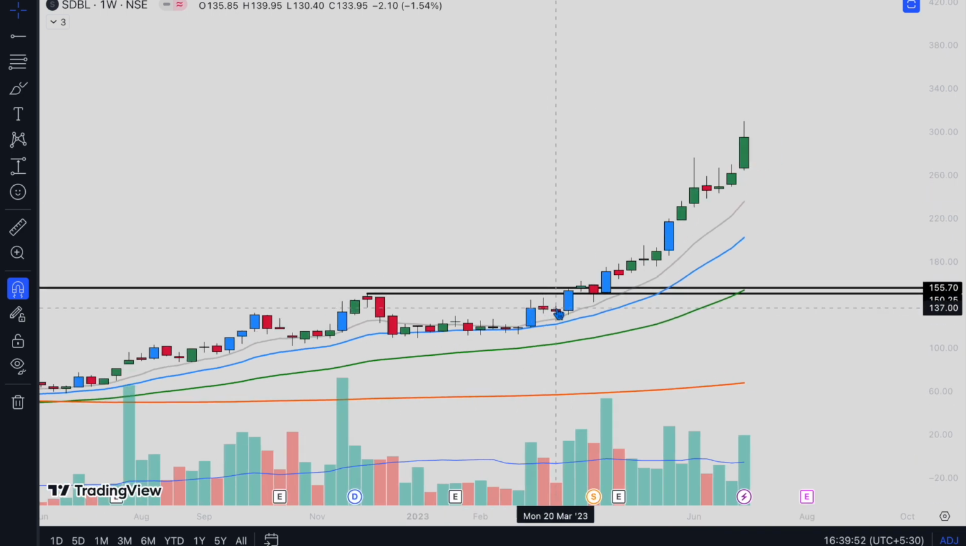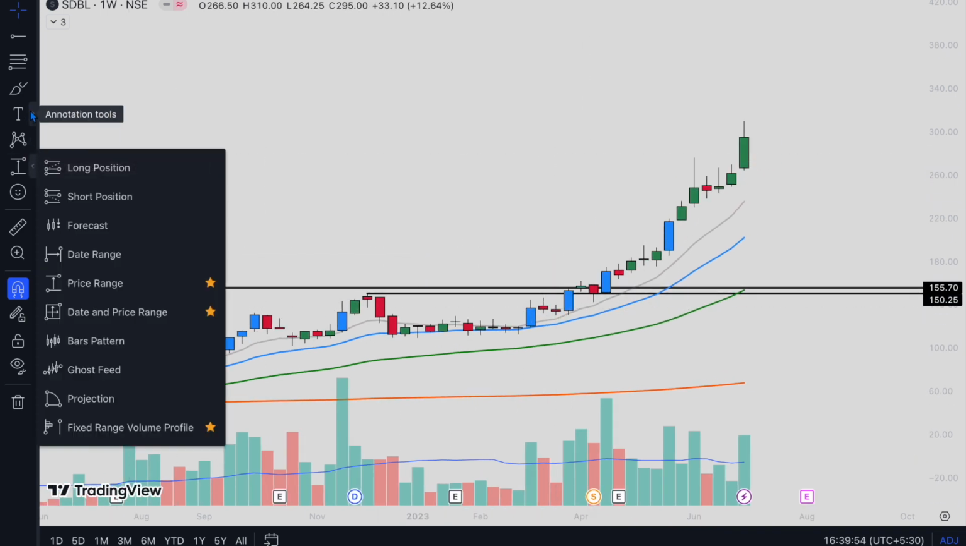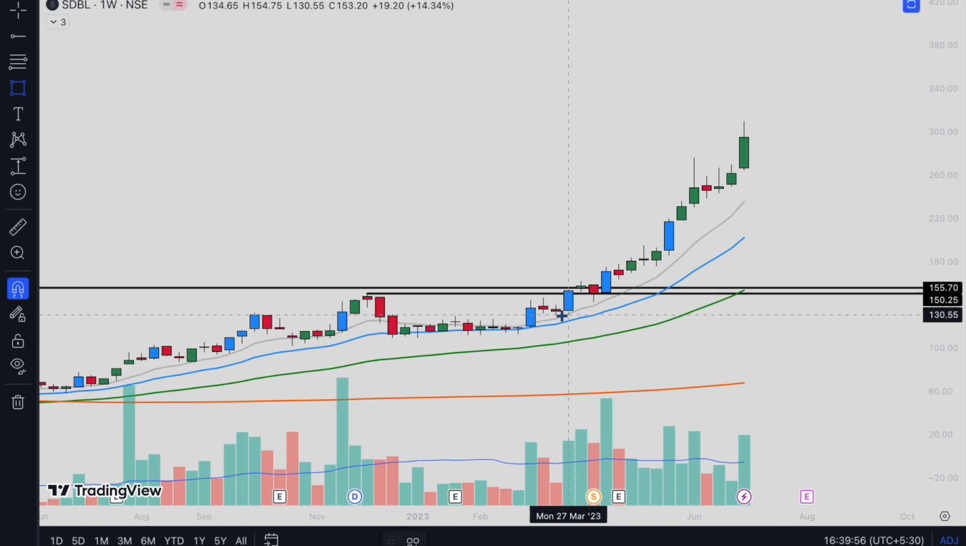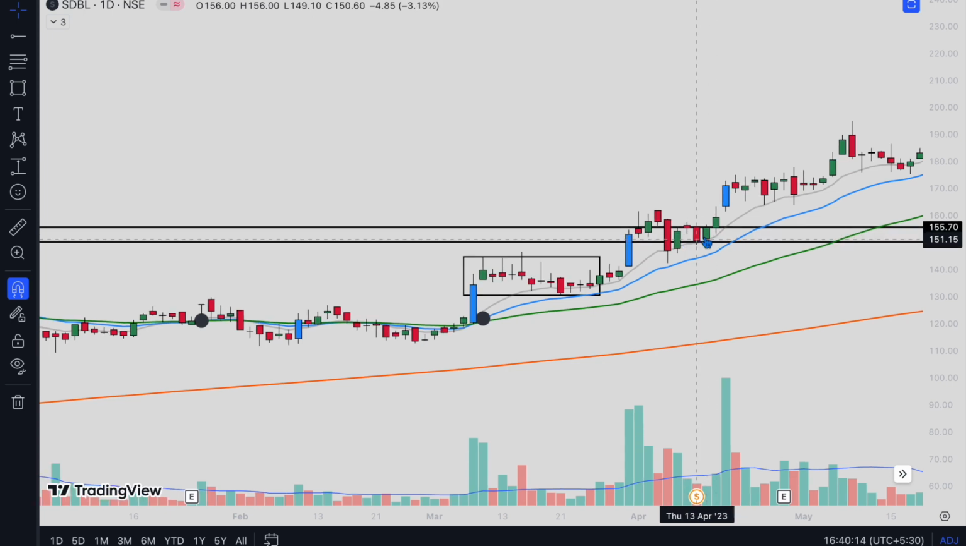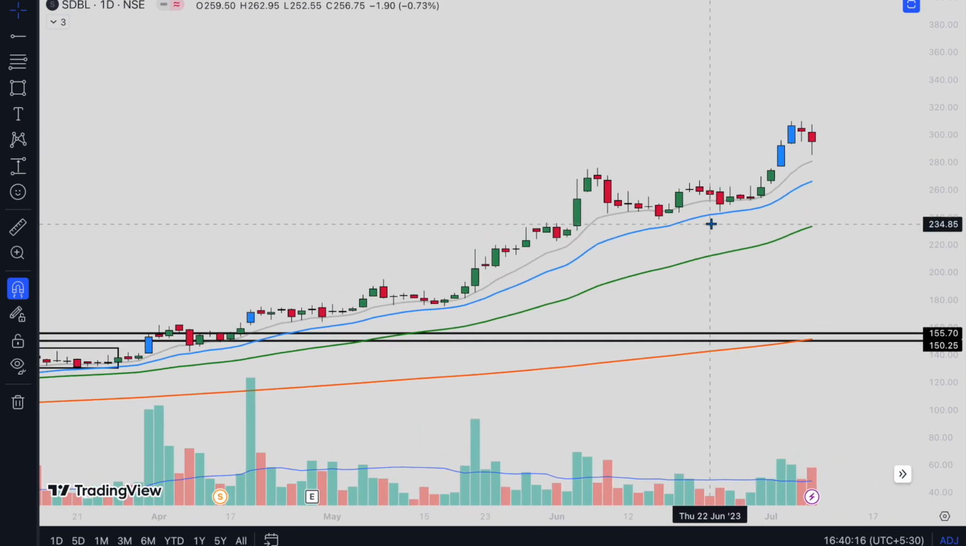So I added my positions here. This is the ideal zone that we added to. And if you see what happened after that, we went up nicely. This is where you have to book a part of your position. And then if it sets up again, you enter again, and see, this was the ideal zone again, giving you the opportunity to enter. And once we broke above this zone, see the one-sided move.